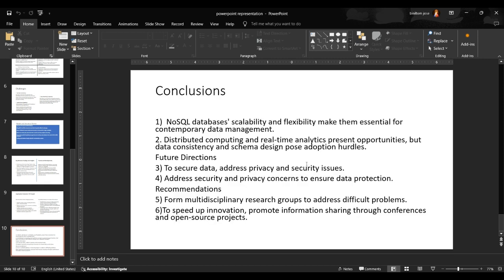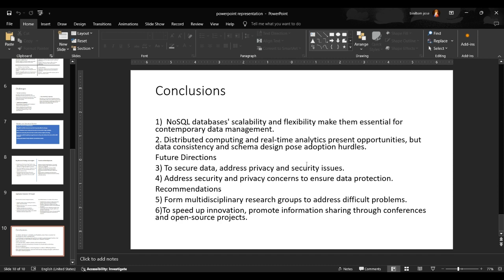The conclusions I would like to mention are that NoSQL database scalability and flexibility make them essential for contemporary data management. Second, distributed computing and real-time analytics present a lot of opportunities. The third thing is the future directions: to secure data, address privacy and security issues. Fourth, address security and privacy concerns to ensure data protection.